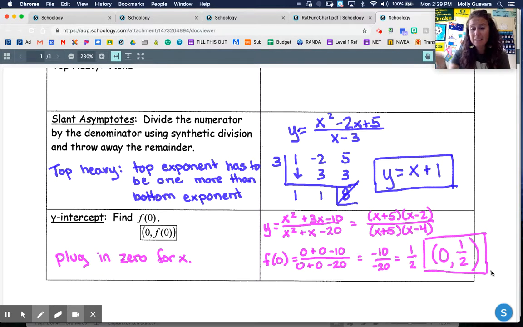So that's it. That's all the different pieces that we looked at in 2.6 and 2.7. Hopefully this is a nice little sheet for you to go back and look at, like if you're trying to find the slant asymptote. How do I do that? Then you can come to this sheet and look at it. If you're struggling with 2.6 or 2.7 or have any questions, just make sure that you reach out. Let me know.